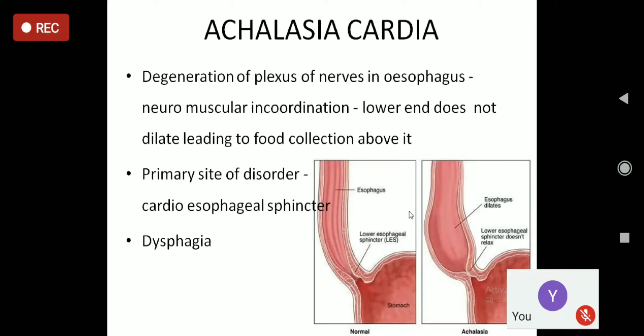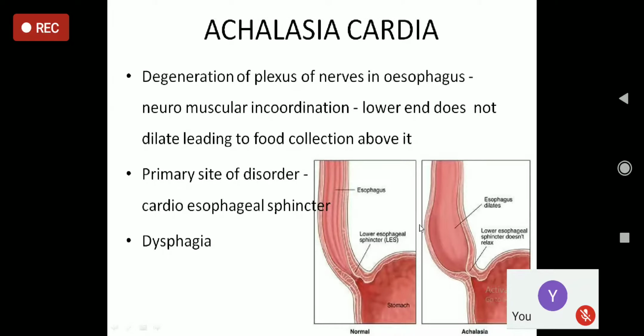So we'll go for the clinical note of the esophagus, which includes one of the important conditions known as achalasia cardia. What happens in this condition is associated with degeneration of the esophageal plexus, mainly the parasympathetic nerve fibers. If these fibers present within the wall of the esophagus are damaged or degenerated, there occurs neuromuscular incoordination.